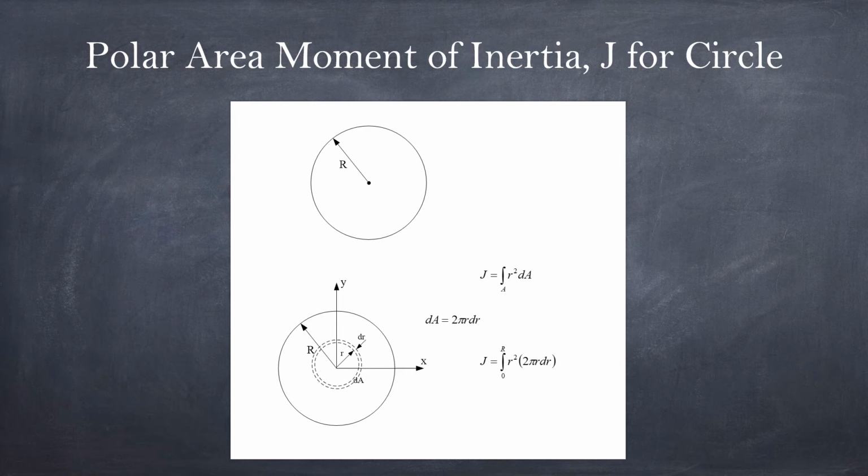Then substitute into it, and with simple integration we have r to the fourth, pi r to the fourth over 2, and that will be the expression for the polar area moment of inertia for the circular area.